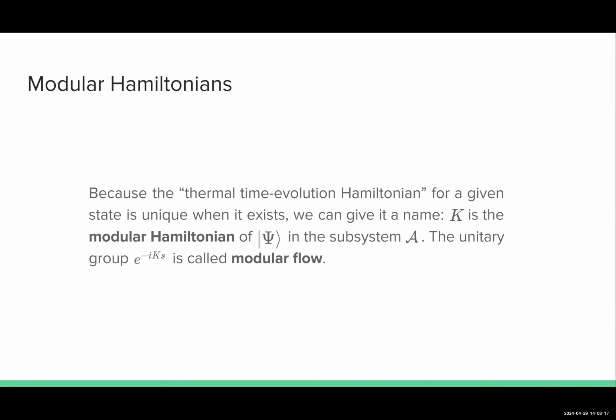All right. So now that we've talked about this KMS condition, and we've said that for a given state that has sufficient entanglement, and so on, because this thermal time evolution Hamiltonian is unique when it exists, we're allowed to give it a name, and we're allowed to call it the modular Hamiltonian in the subsystem. And the unitary group that it generates is called modular flow.